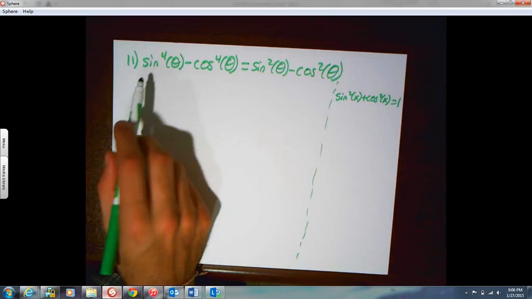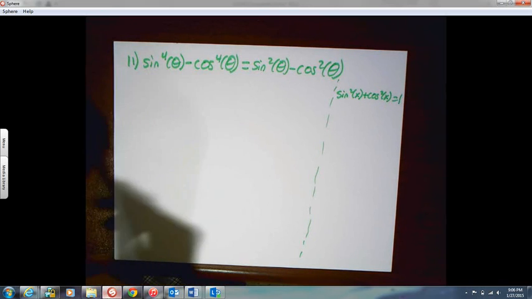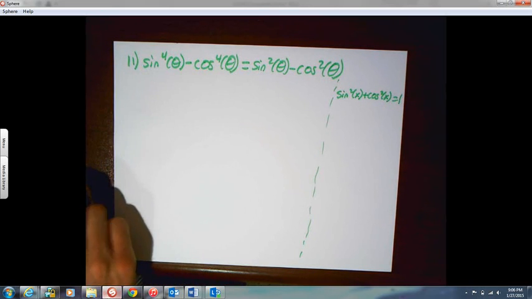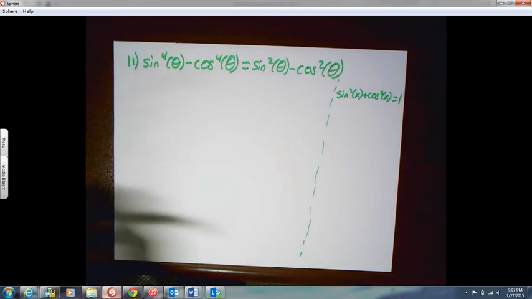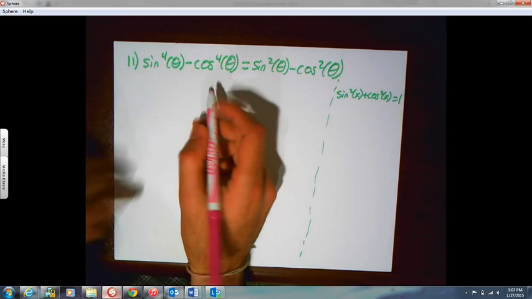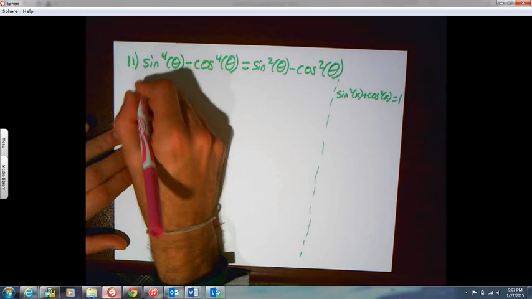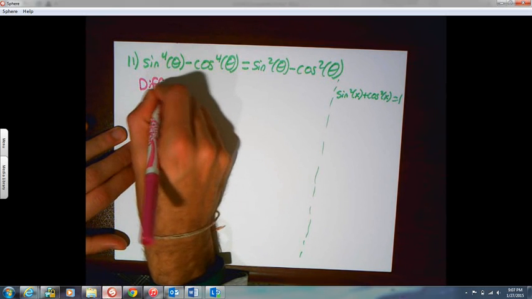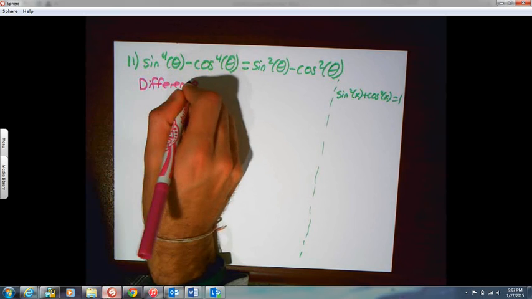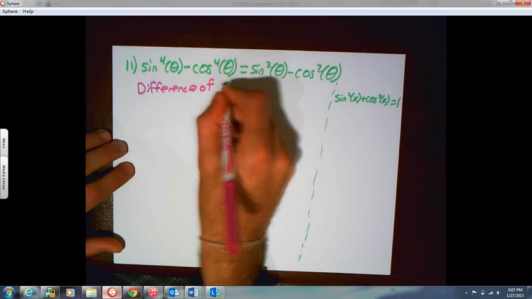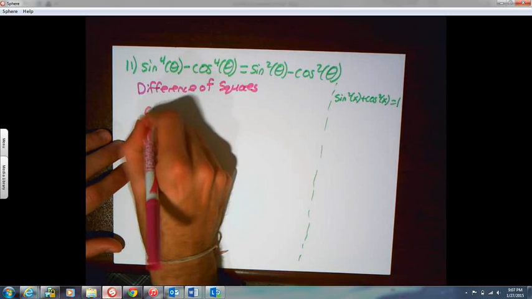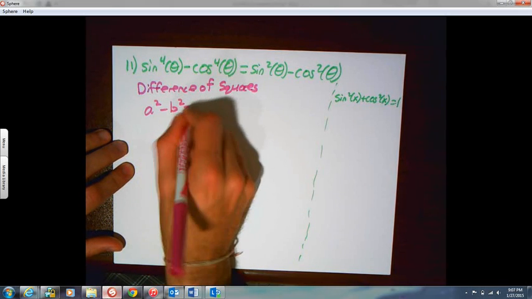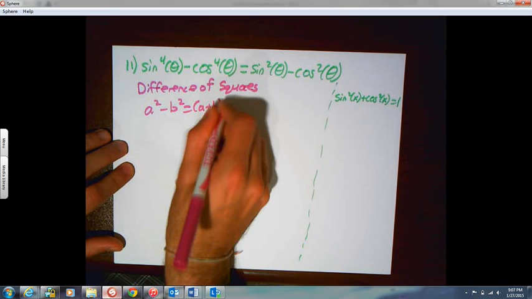So when I look at this, I also need to try to find which side is more complicated. To me, the left side is definitely more complex than the right. It's got these fourths. And when I look at this, I remember that we learned something called the difference of squares, which says that a squared minus b squared equals a plus b times a minus b.